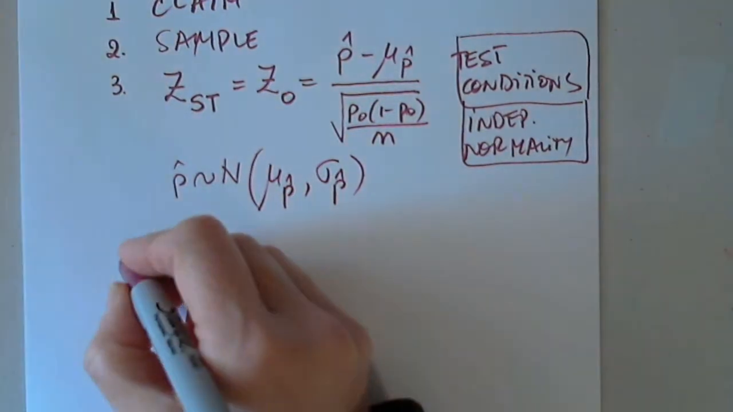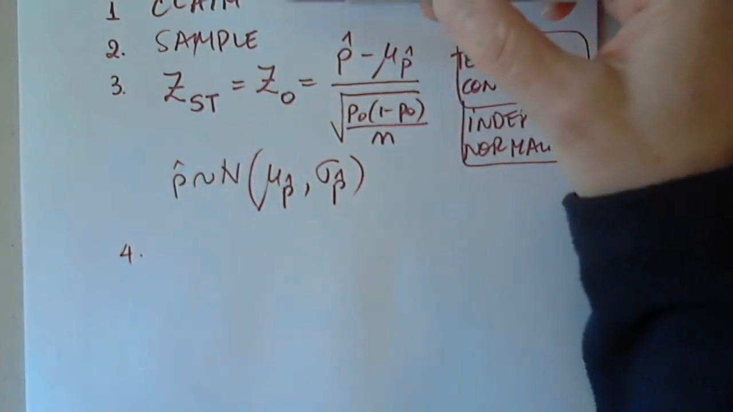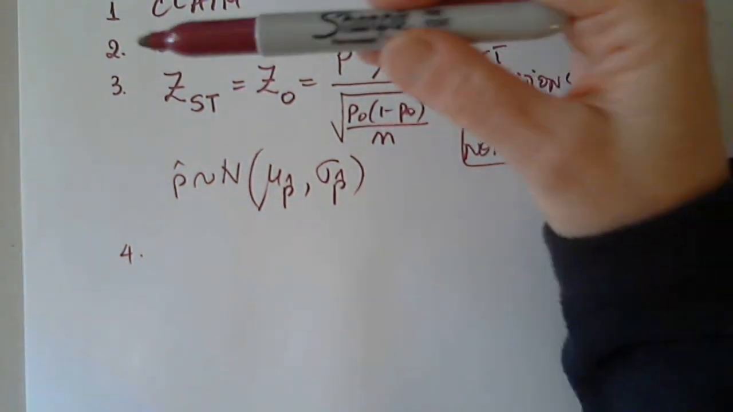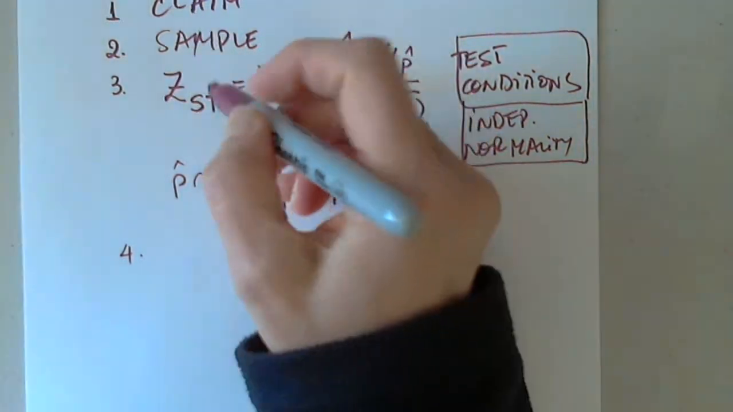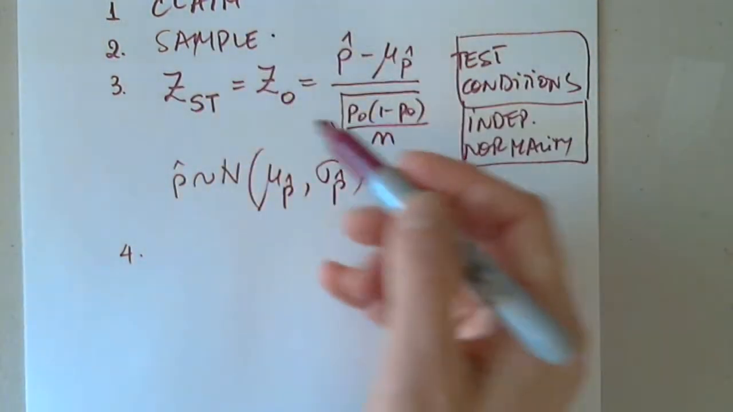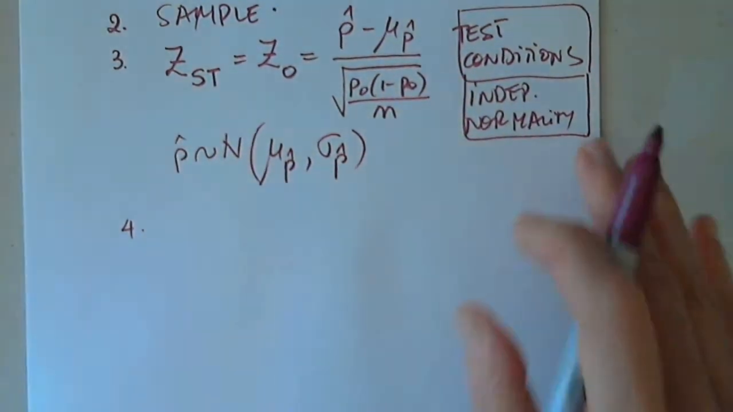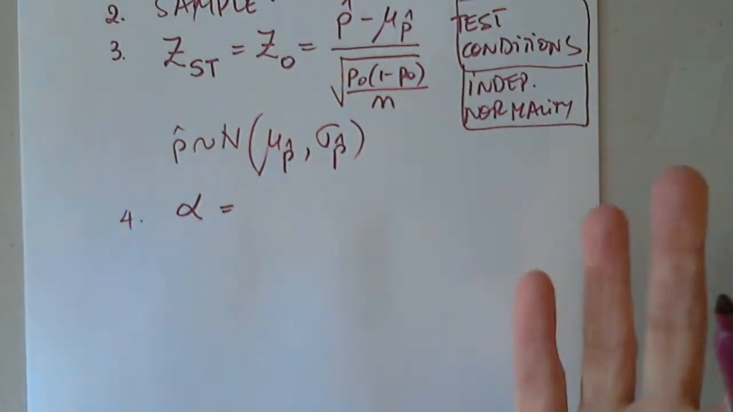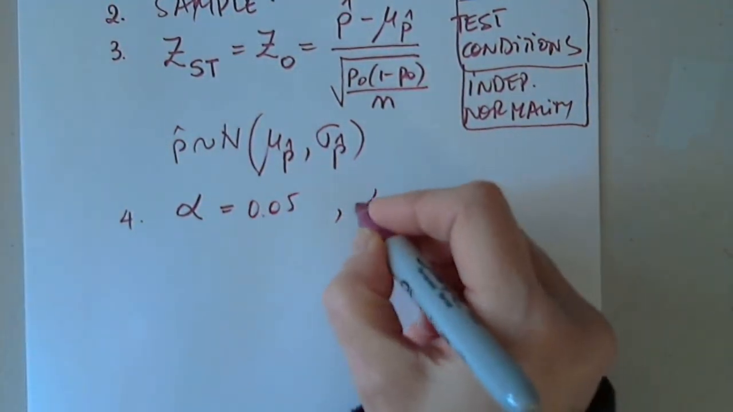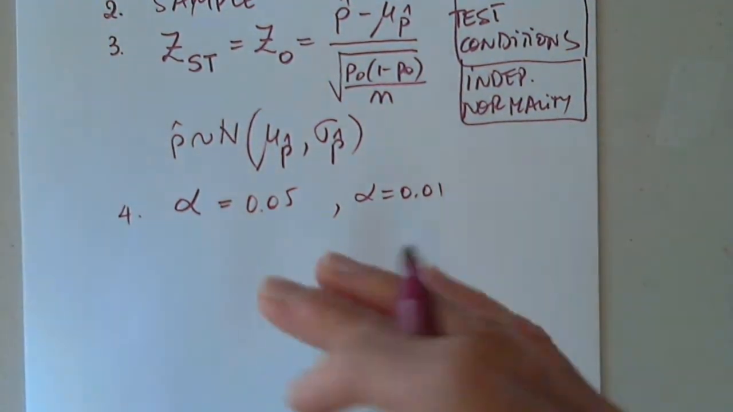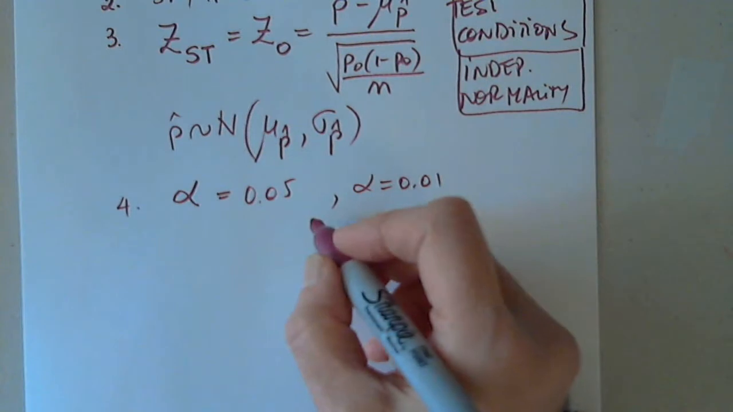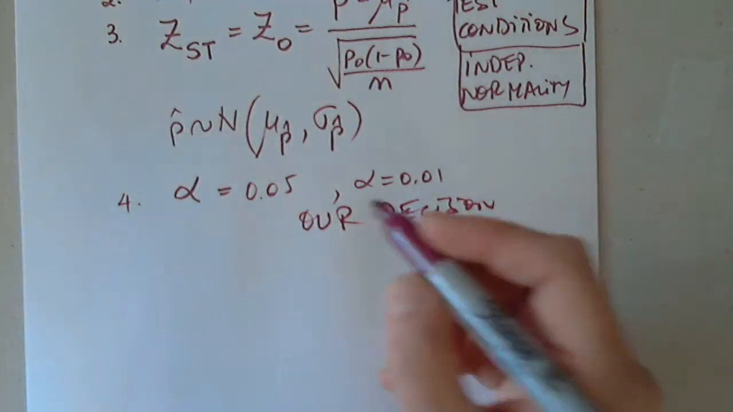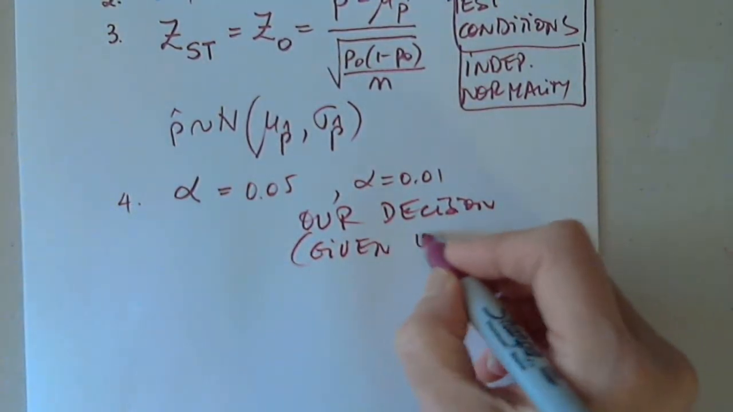In number 4, after we complete that, we have a claim, we select the sample, we test the conditions immediately, and we create what is called the Z statistic. This is a number coming from the sample. What do I do next? Well, we select from the very beginning what alpha is. Alpha could be 0.05. Alpha could be 0.01. This is our decision, the researcher's decision, or it will be given in each problem.